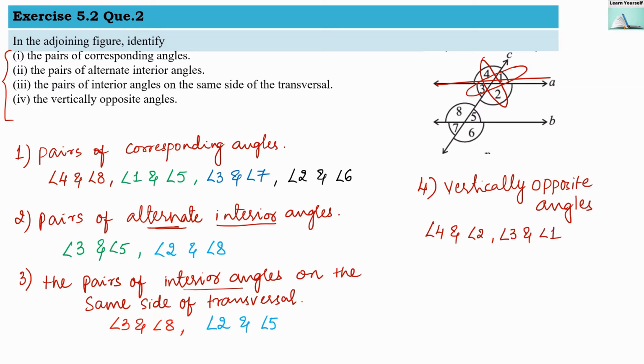Now let us talk about another pair of angles. Here we will get angle 6 and angle 8. Now the last pair will be angle 7 and angle 5. So we will get a total of 4 pairs of vertically opposite angles.